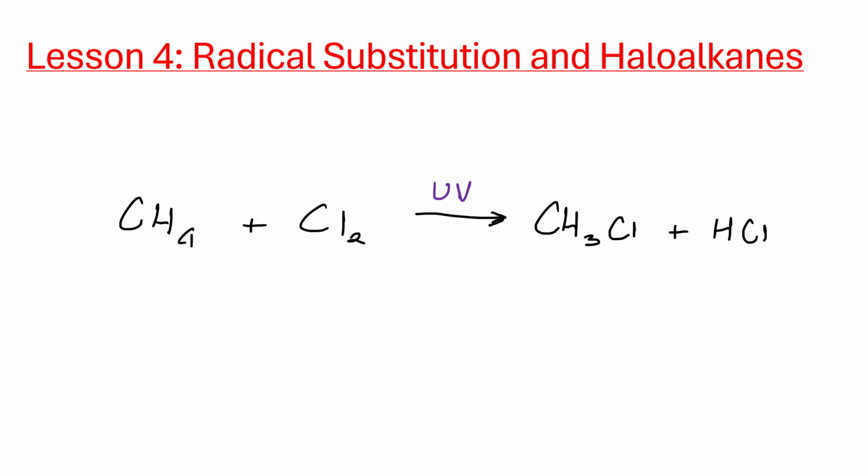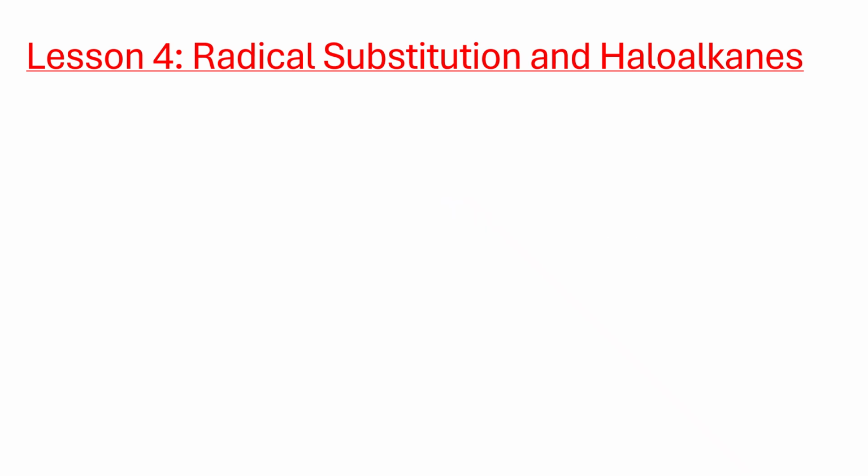Now let's talk about how it actually happens. The mechanism takes place in 3 steps: initiation, propagation, and termination. In the initiation step, the UV light in the sun provides the necessary energy to start the reaction by splitting the bond in the halogen molecule.